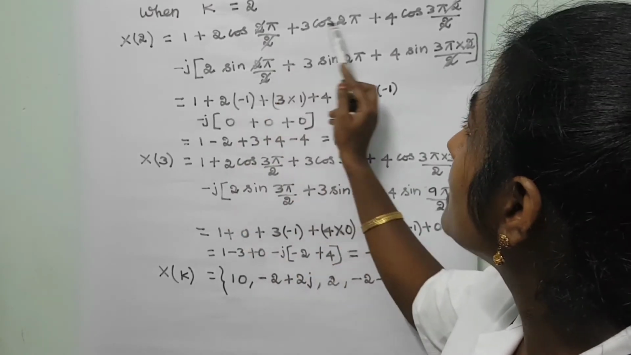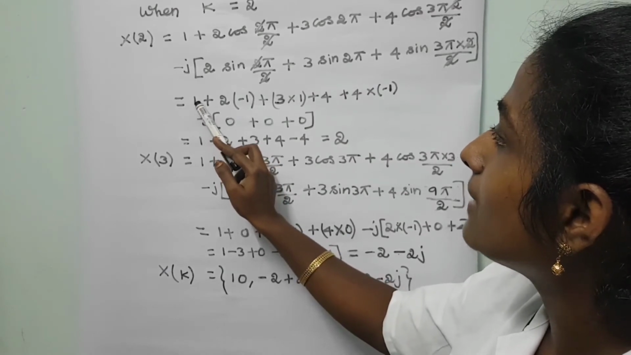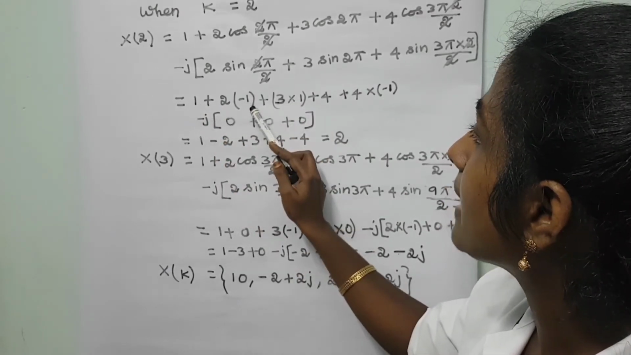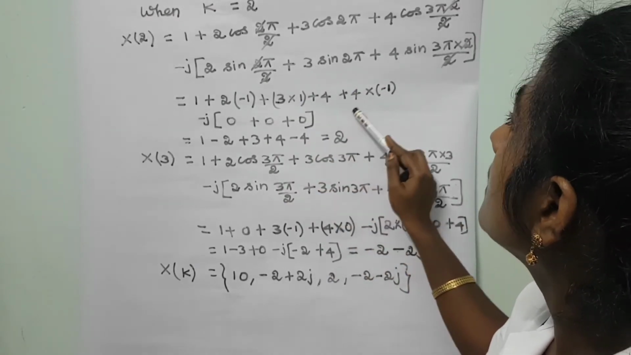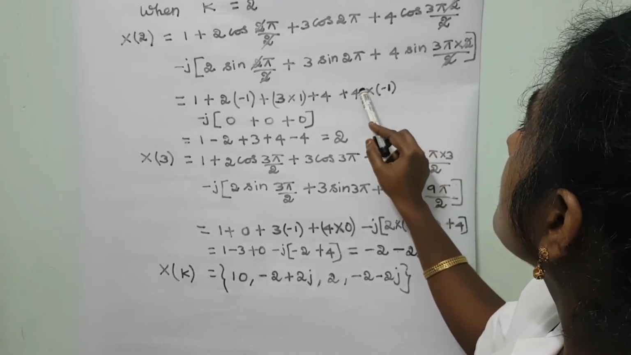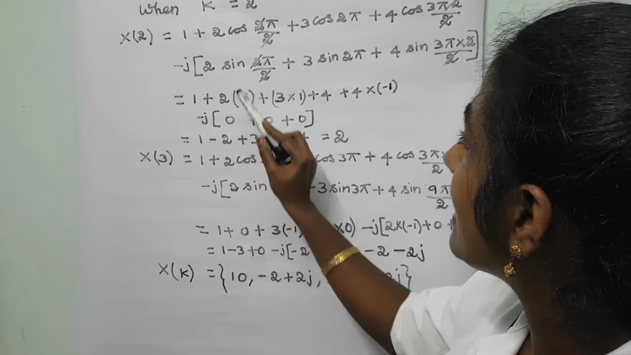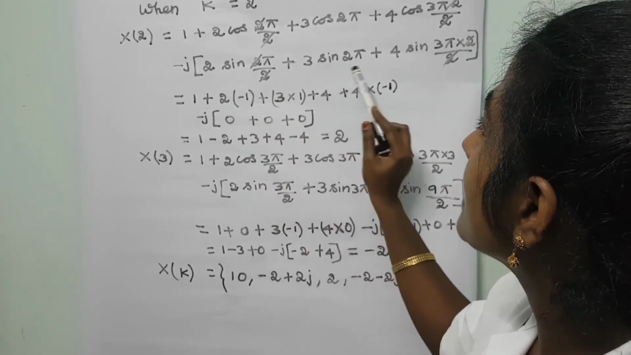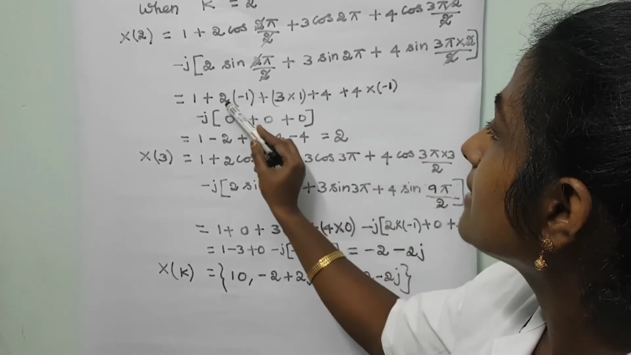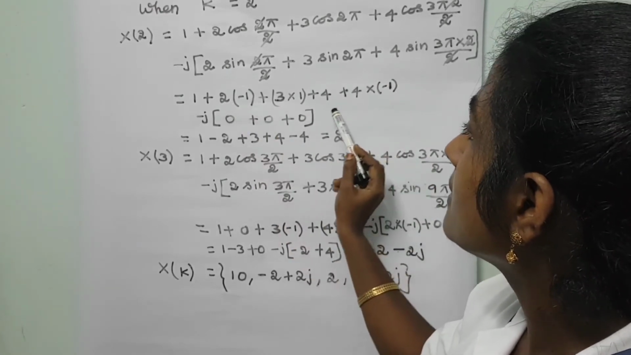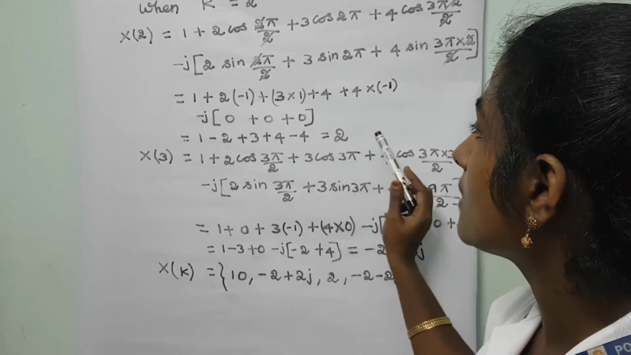So we have to compute these values again, cos pi, cos 2 pi. You substitute these values, so you will get 1 plus cos pi value is minus 1, cos 2 pi value is 1, cos 3 pi value is minus 1. Sin pi value is 0, sin 2 pi value is 0, sin 3 pi value is 0. So the imaginary term is 0. If you add these real terms, you will get 2. So x of 2 is equal to 2.